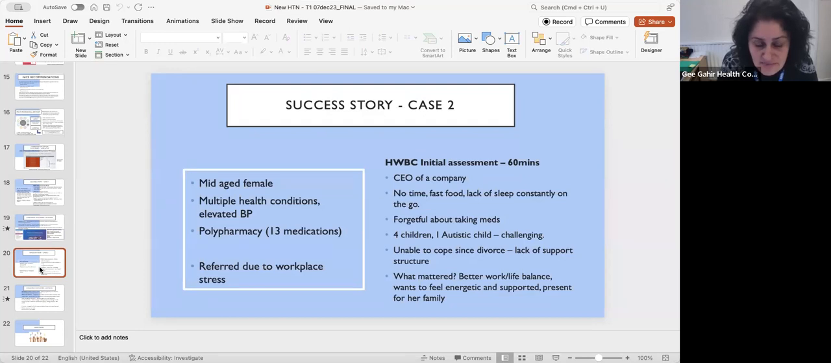The initial assessment was 60 minutes. Again, she was a CEO of a company. There were 2 CEOs, and she felt like she was carrying the burden of the company. She had no time, ate fast food, lacked sleep, was constantly on the go, and was forgetful about taking meds, when to take them, how to take them, sometimes with Coke, sometimes with wine. So she was not really adhering to what she should be doing. She had 4 children, 1 autistic child, which was very challenging. She was unable to cope really, and she'd had a divorce a couple of years ago, and she didn't feel she had a supportive structure.